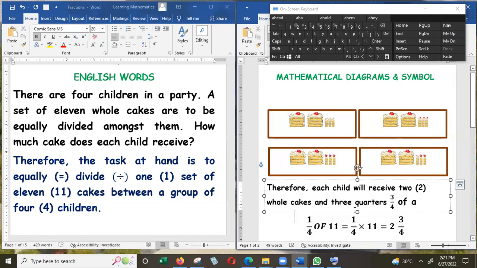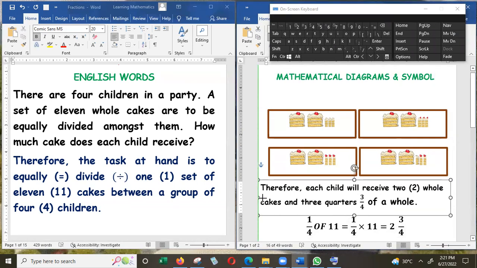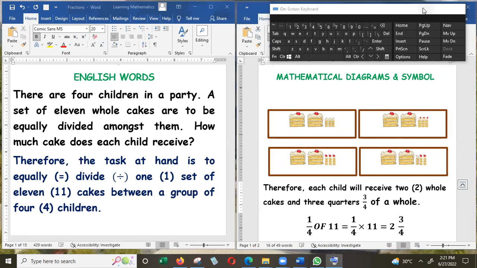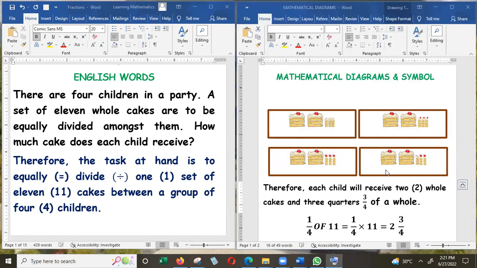All right, and that's what happened. So if you want to divide 11 cakes equally amongst 4 children, each child will receive 2 cakes and 3 out of 4, or 3 quarters, of a whole 1. So in conclusion, a quarter times 11 is 2 and 3 quarters.